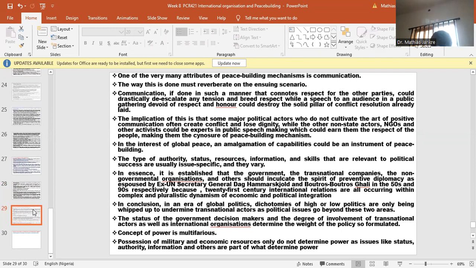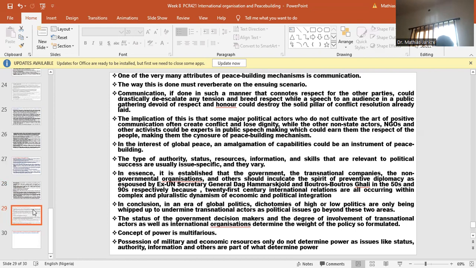One of the very many attributes of the peace building mechanism is communication. The way this is done must reverberate from the ensuing scenario. Communication, if done in such a manner that connotes respect for other parties, could drastically de-escalate any tension and bring respect, while a speech to an audience in a public gathering devoid of respect and honor could destroy the solid pillar of conflict resolution already laid.